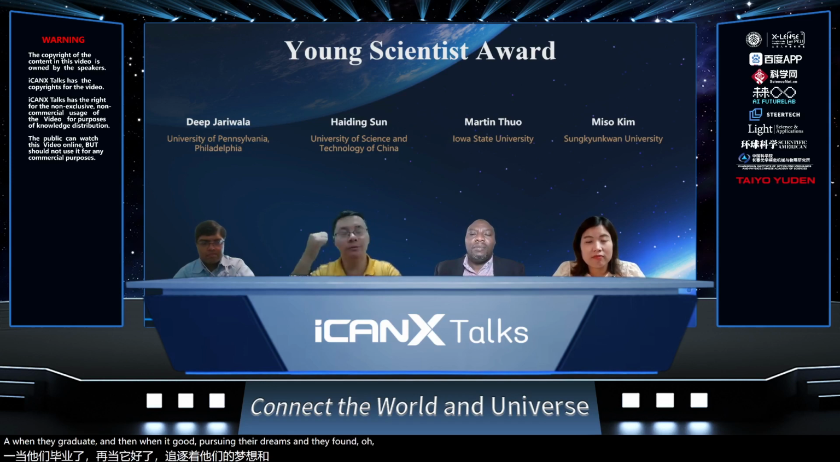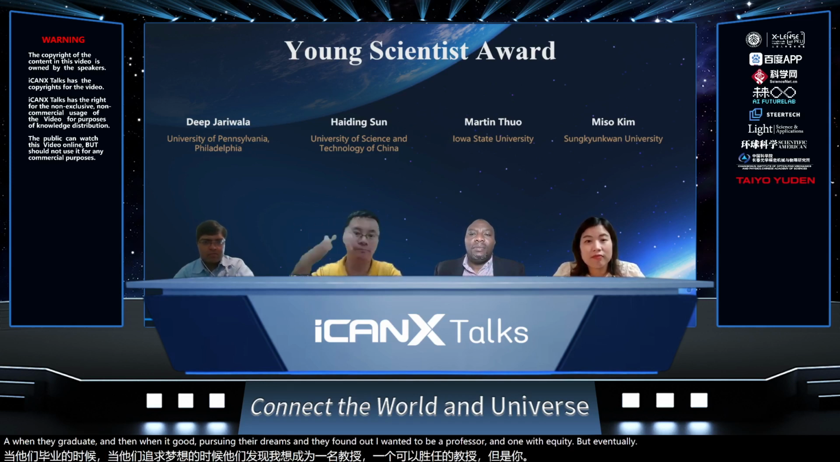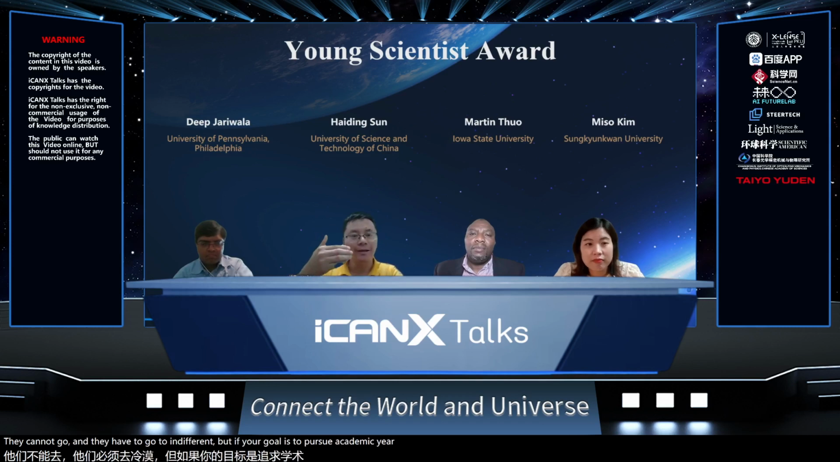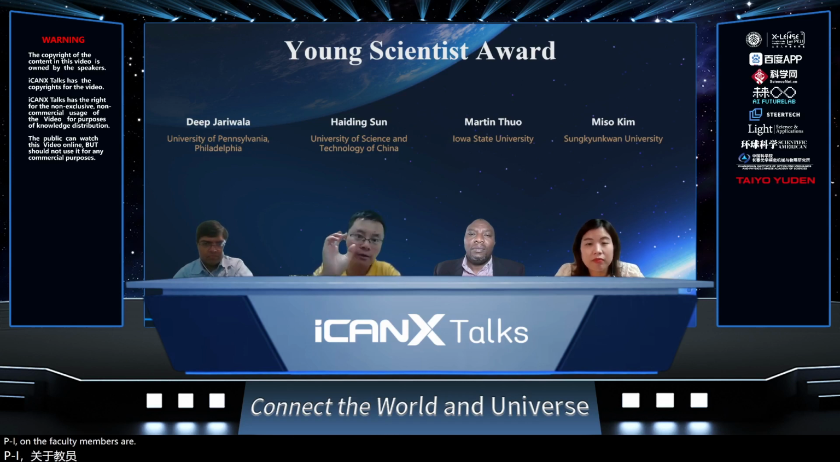And they found, oh, I wanted to be a professor and I wanted to be faculty, but eventually because of publications, they cannot go and they have to go to the industry. But if your goal is to pursue academia, it's better for you to find a balance: the group is very energetic and very productive, and the PI or the faculty members, the colleagues and the senior members are all very hardworking and very creative, rather than you need to go to a very good school. No, for PhD and for grad school, that's not our first priority, right? So that's what I want to add on.